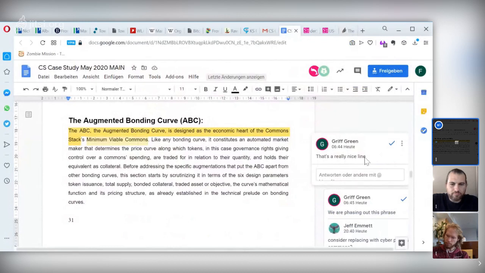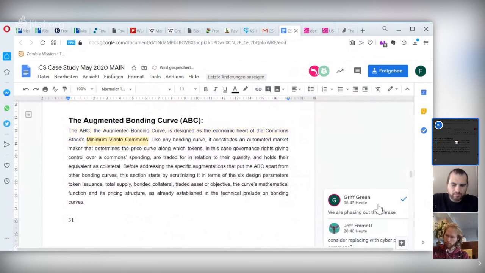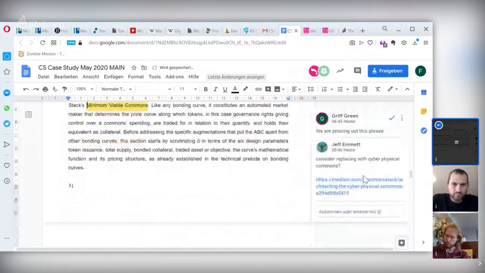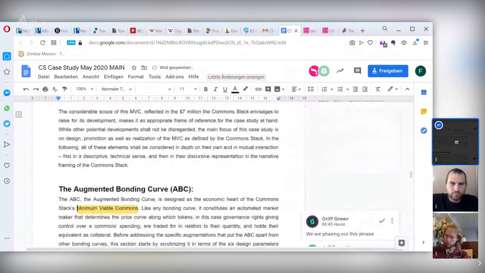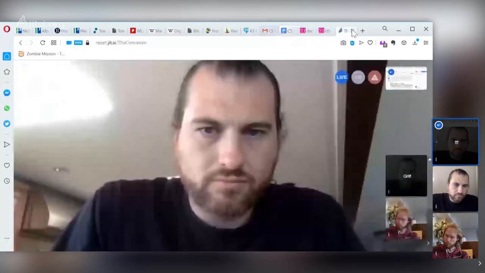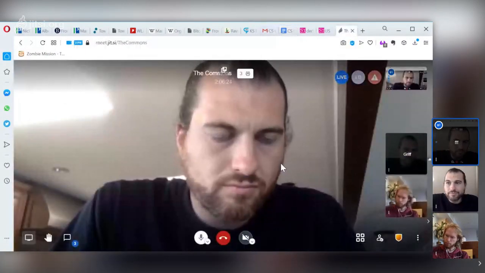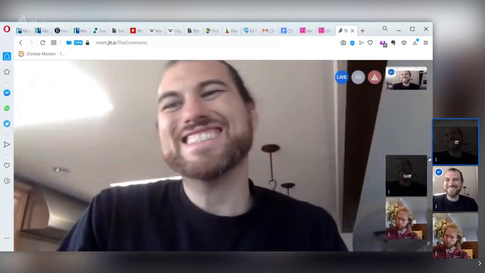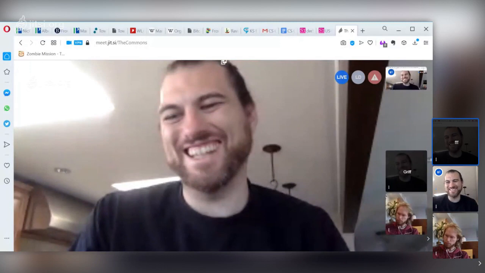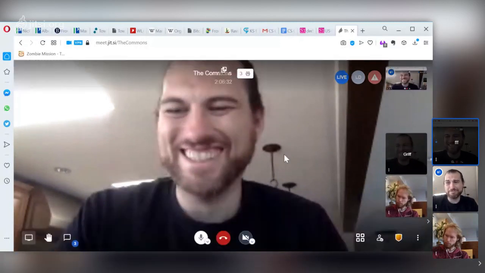The ABC is designed as the economic heart of the Commons Stack MVC. Okay, yeah, thanks, Griff. I'm going to get rid of that. Are we talking about the flagship Commons? I can also leave it open for now, because in the end I'm going to have to rename it anyway, according to how you name it by the time I hand it in. Yeah, let's just leave it. That sounds good.